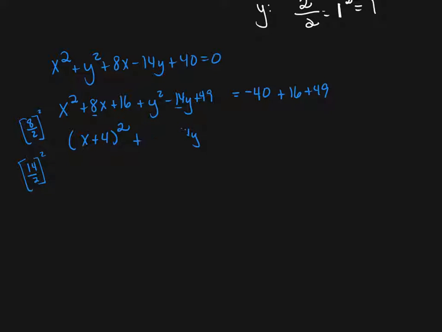So I've got a perfect square trinomial now. That's going to factor. And then over here, the negative 40 plus 49 gives me 9. That gives me a 25. So I have a circle with a center at negative 4, 7, and a radius of 5.